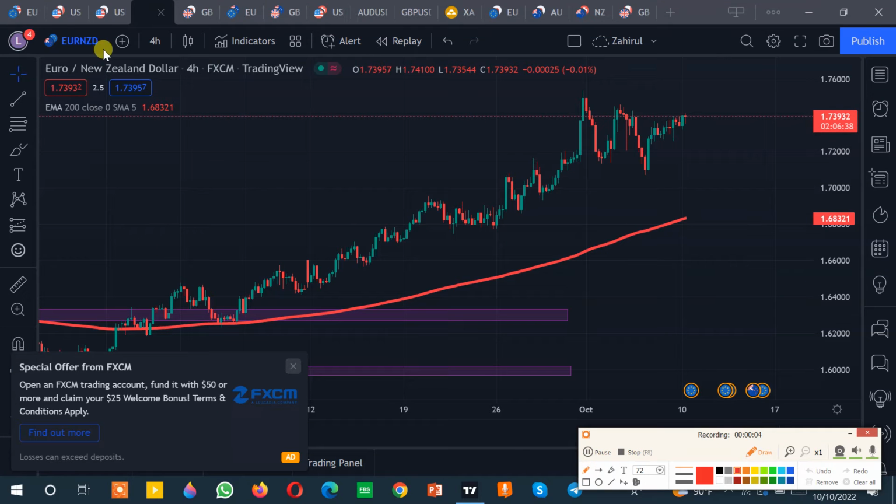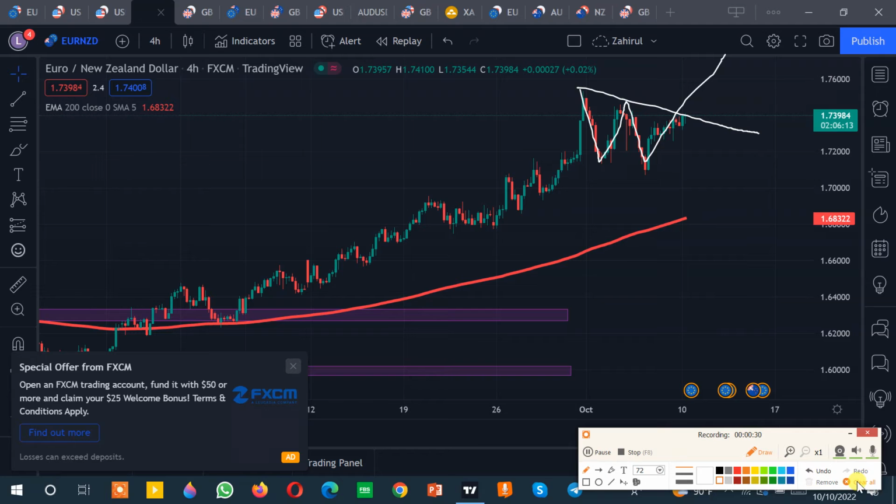This chart is for Euro New Zealand, and for H4 chart in time. In this chart, we are thinking that this is W pattern. Here it is neckline.